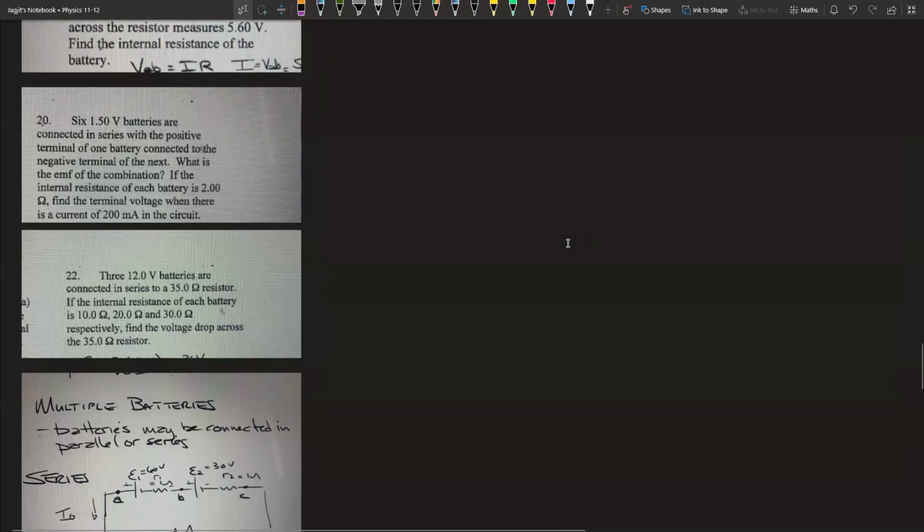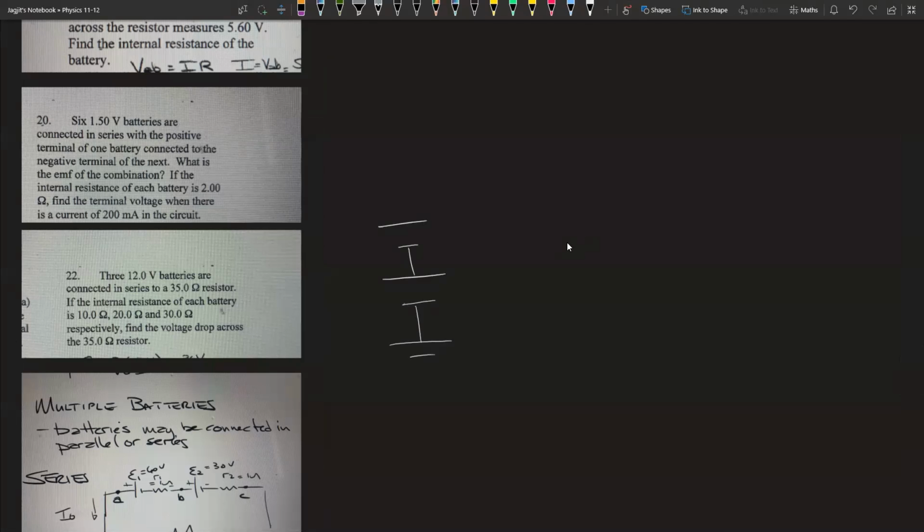So now in the next question, they're saying 6 1.50 volt batteries are connected in series with the positive terminal of one battery connected to the negative terminal of the next. Okay, so what's happening is, you see the longer terminal is positive, this is negative. And then you connected it to another battery. This positive terminal, you connected to the negative. This was a positive of that, you connected to another one. And you did that 6 times, okay?